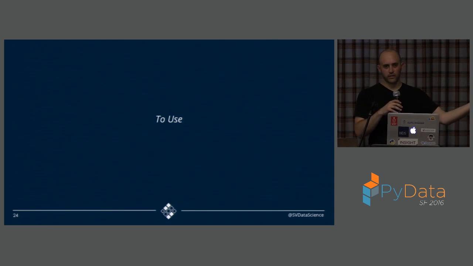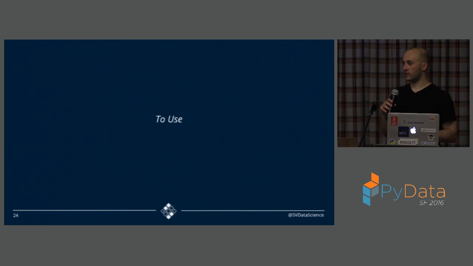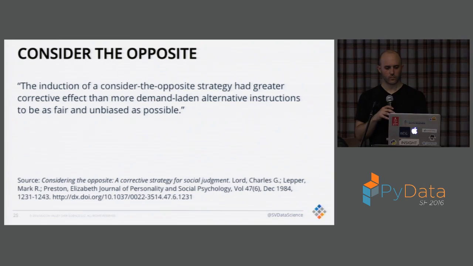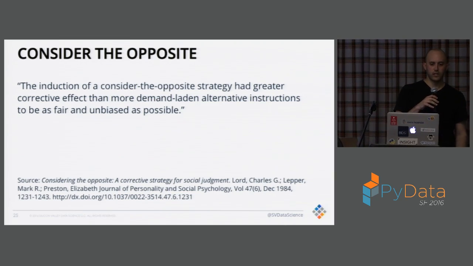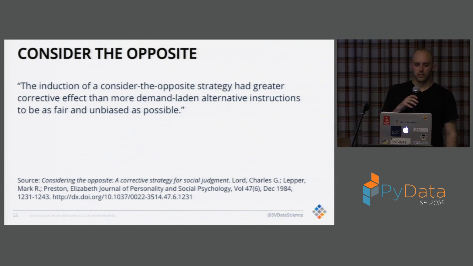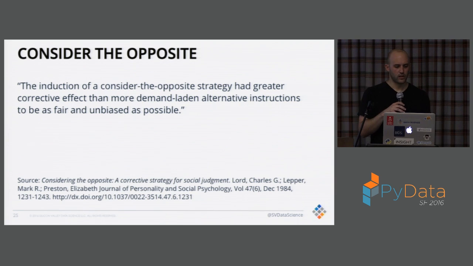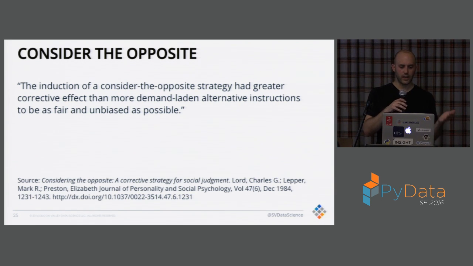So I said a lot of things to avoid, things to be wary of, things to be concerned about. So here are some things I recommend using. There's a strategy called consider the opposite. This comes from a number of papers, but the one I'm citing here is Consider the Opposite: A Corrective Strategy for Social Judgment, where they asked people to make a judgment on a specific thing, like the height of someone or whatever, and they gave them 2 different instructions.